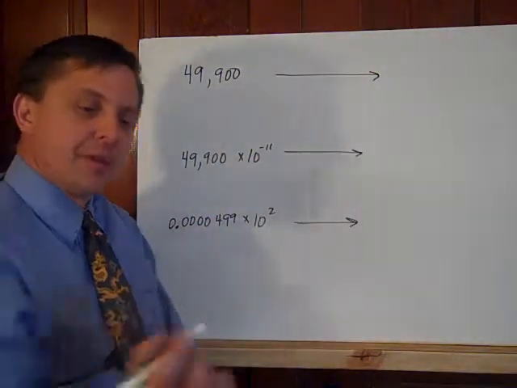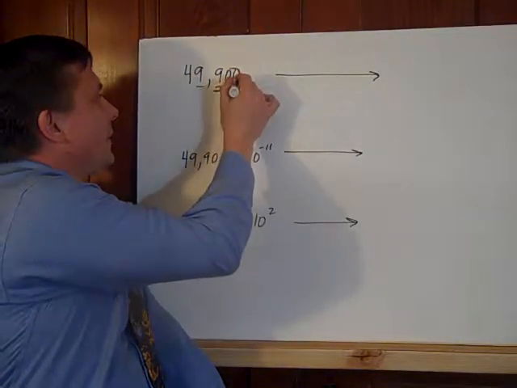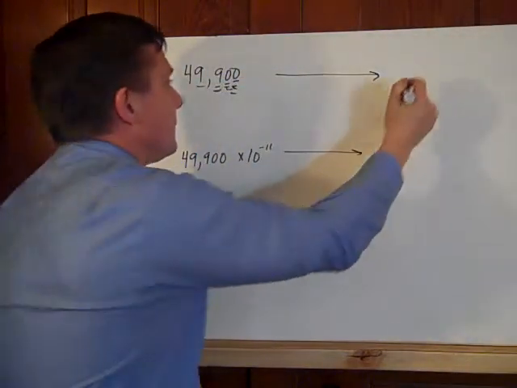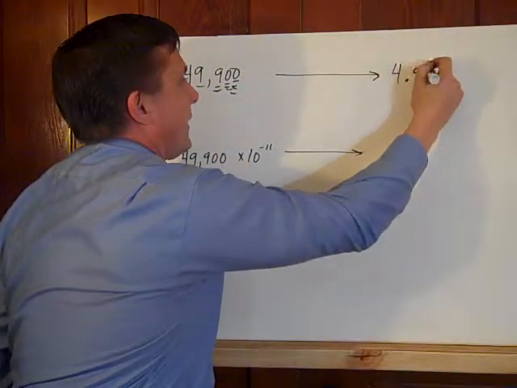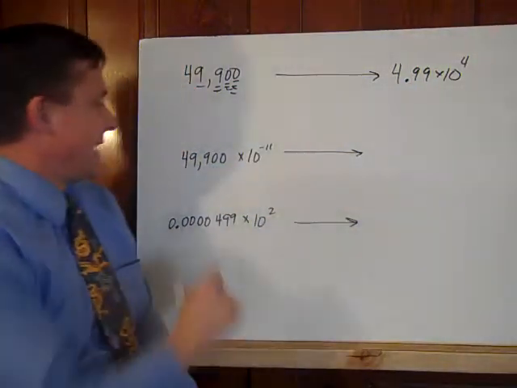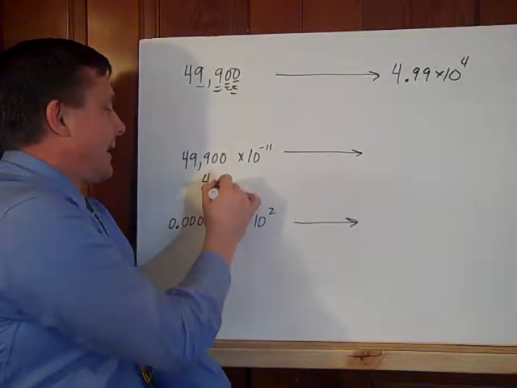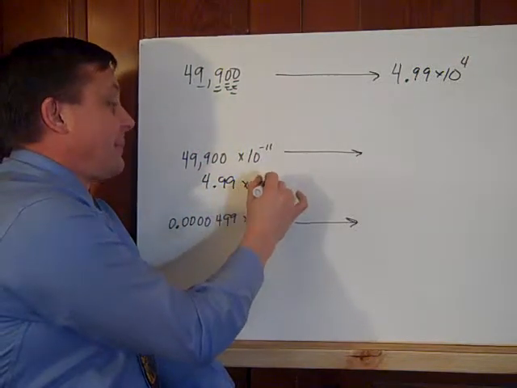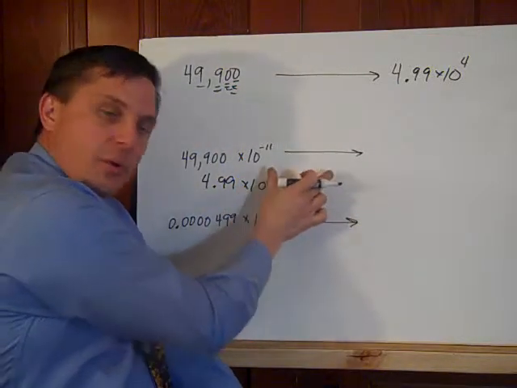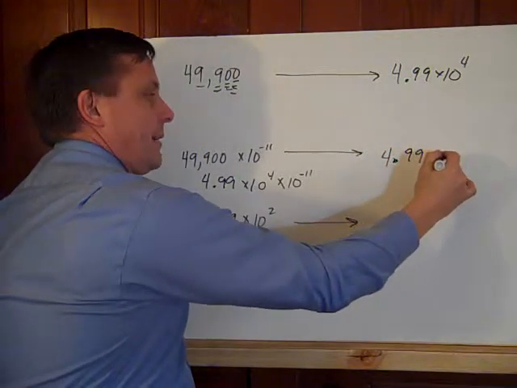Alright, the first one, let's see if I can do this right. 1, 2, 3, 4. I realize I'm multiplying by 10s here to make it bigger. So I'll write it as 4.99 times 10 to the 4th. Now, you'll notice I use the same number. So this is 4.99 times 10 to the 4th times 10 to the negative 11th. One product still. Bases are the same, so I add the exponents. 4.99 times 10 to the negative 7.